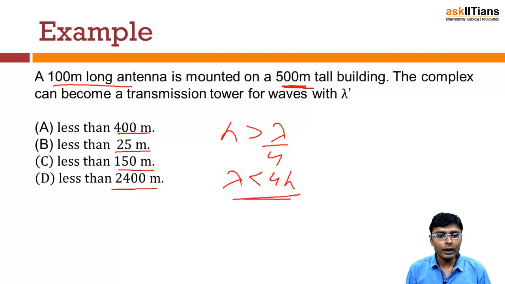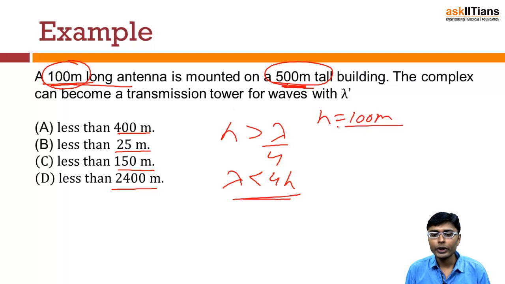We are given that the height of the antenna is 100 meter. It is mounted over a 500 meter tall building, so we don't need to consider the building height. We are only concerned about the height of the antenna. So what should the wavelength be so that we can easily transmit our information through this antenna?